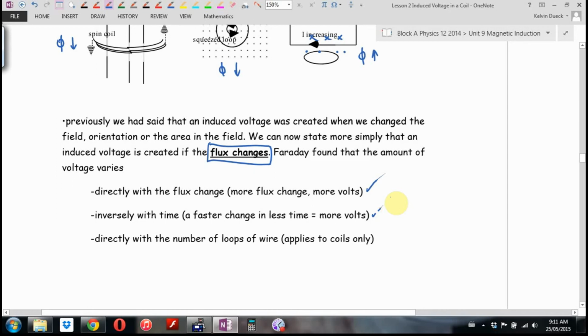Inversely with the time: if you change the flux quicker, you get a bigger voltage. Smaller time, bigger voltage. Slower time, smaller voltage. And directly with the number of loops of wire if you're doing a coil. If you want 100 times the voltage, instead of using one loop of wire, use 100 loops. And now we can already talk about exactly customizing how much voltage I want. I can change the area. It's actually just easier to change the number of wraps of wire around the given area and how fast I spin it.